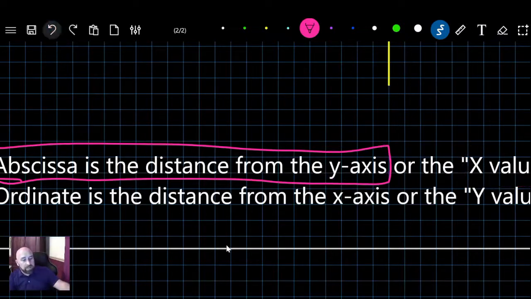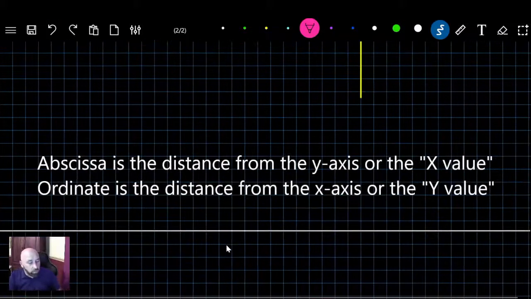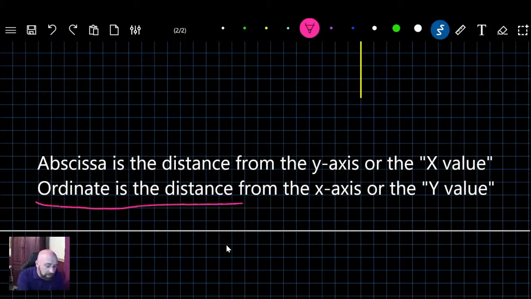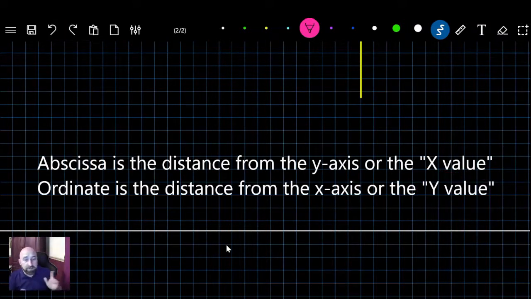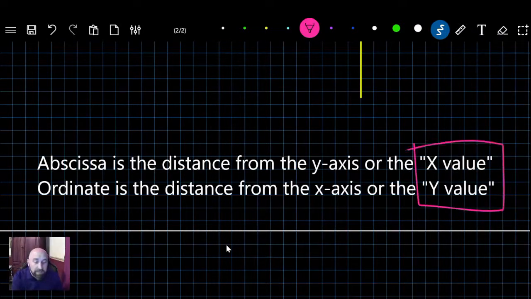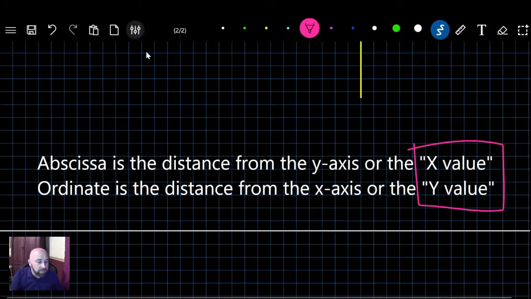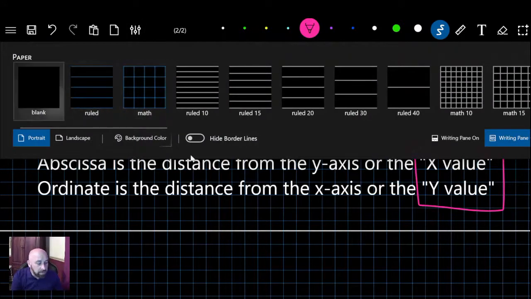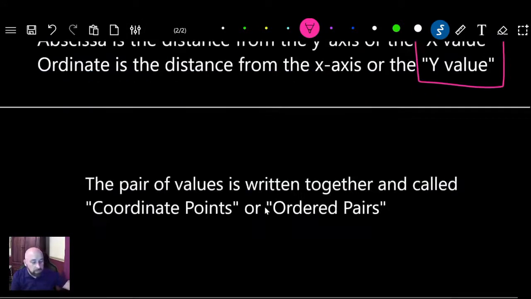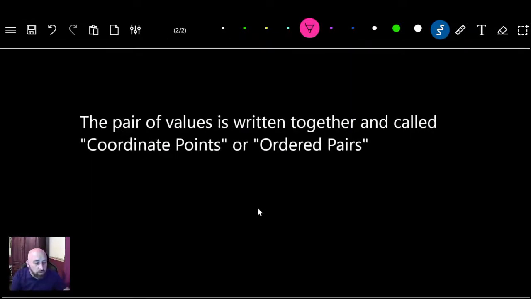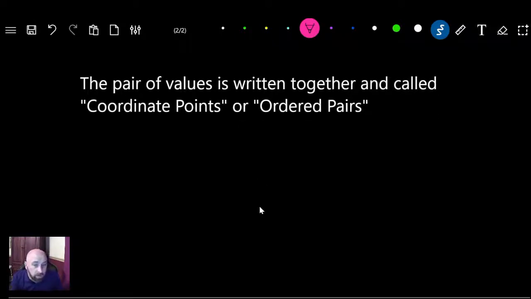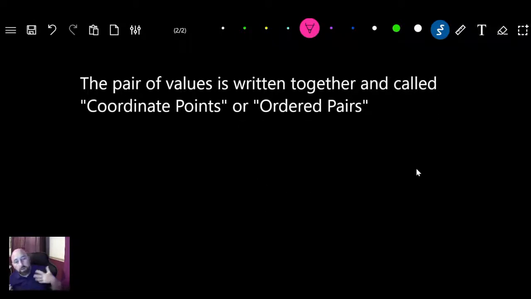All right, the next one is called the ordinate. And what is the ordinate? The ordinate is the distance from the x-axis, or your ordinate is your y value. Okay, so you have two values, an x value and a y value. Notice down here, I wrote, the pair of values is written together and is called coordinate points, also called ordered pairs. Sometimes you'll hear me call it coordinate points. Sometimes you'll hear me call it ordered pairs.